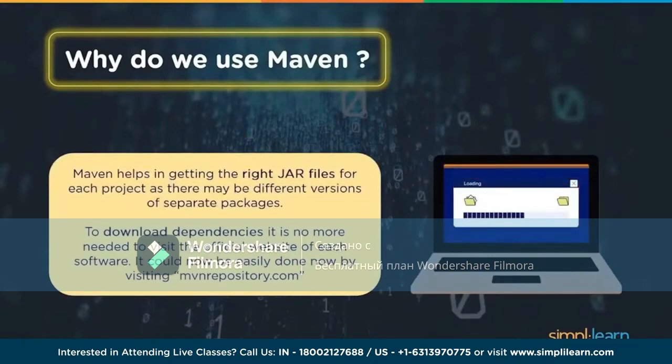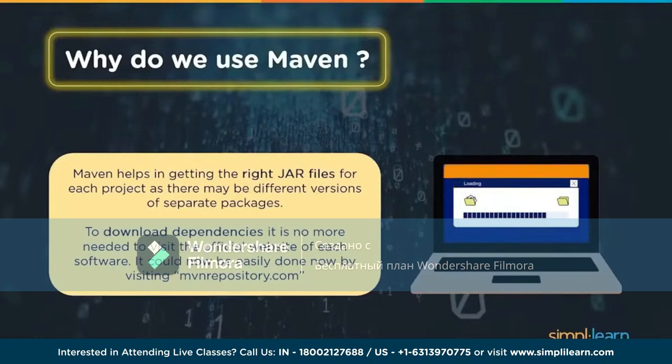You can make a jar file, war file, or EAR file, any kind of packaging mechanism you can follow with Maven. To download the dependencies, we don't have to go to the official website of each and every software. You can easily get the dependencies of each and every third-party binary on mvnrepository.com. This is a website on which you will be able to download the dependencies required by your specific project.